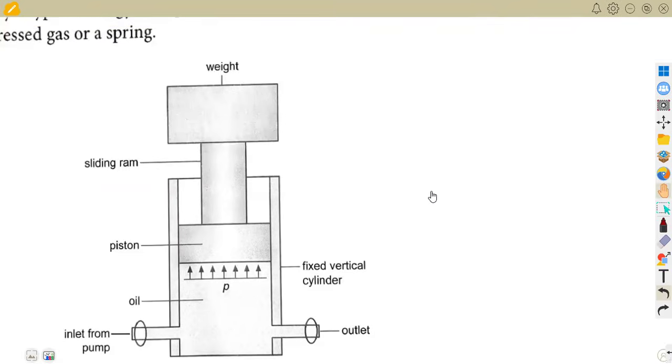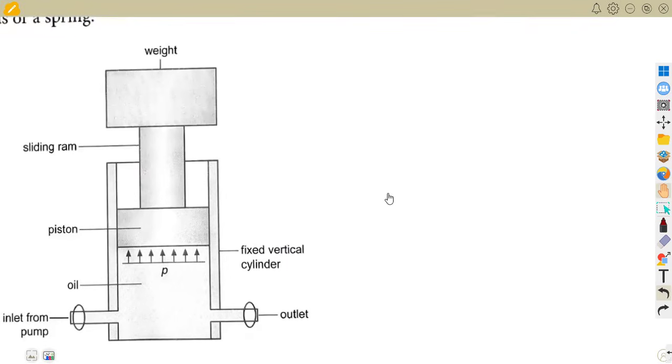Before we go to the questions, there are some formulas that are necessary as you are going to be working with these accumulators. Just like when we talked about a simple hydraulic press, we have a volume here. We are going to talk about the volume, which is the area times the distance, in this case pi d squared over 4 times the stroke length.